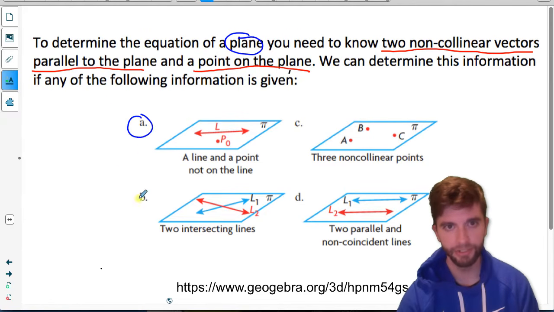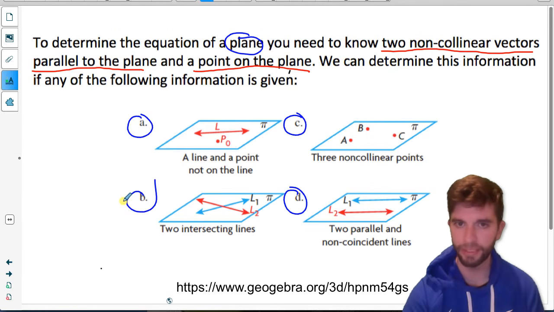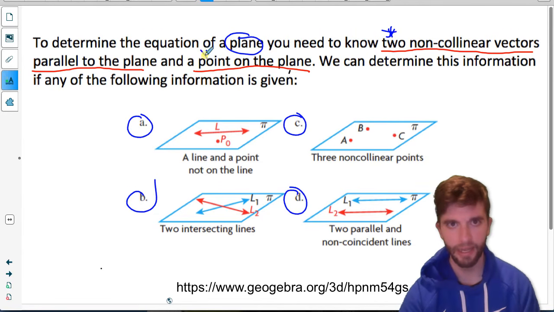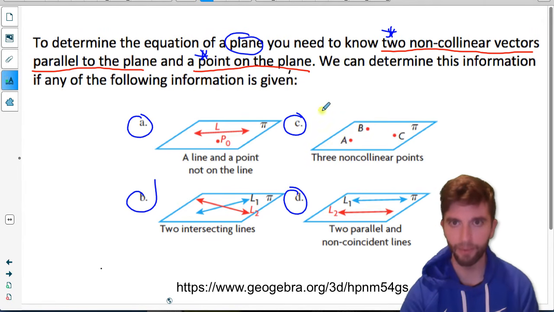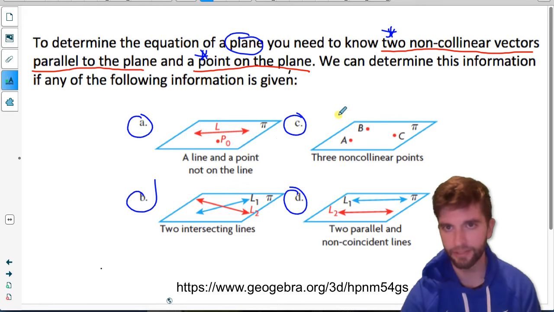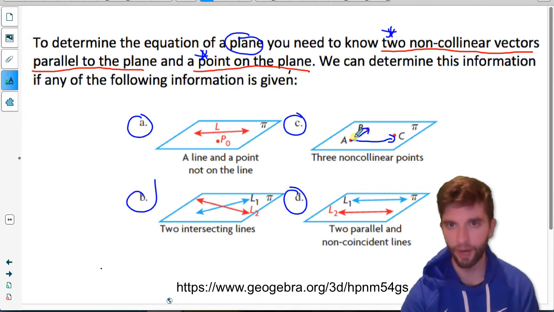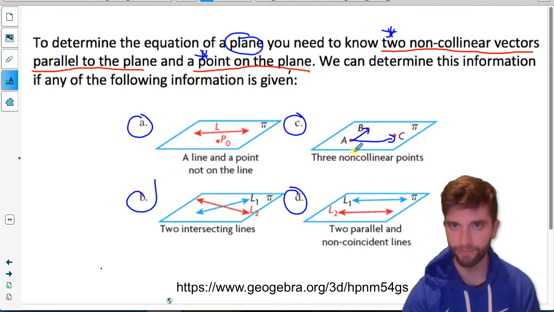Down here, I'm just showing you 4 different things a question could tell you about a plane that would help you come up with the 2 direction vectors and the point on the plane. For example, if I gave you 3 points on a plane, well, okay, so we have a point on the plane, and we could find direction vectors by finding vectors that connect those points to each other. So I could find vector AB and AC. Those are vectors parallel to the plane that are not parallel with each other. So those would be fine for direction vectors.